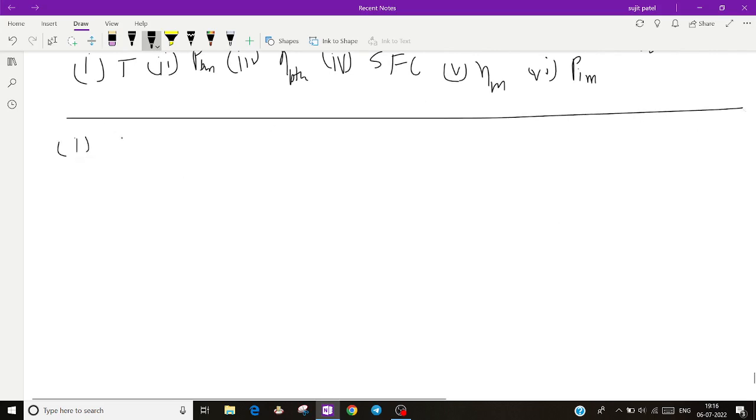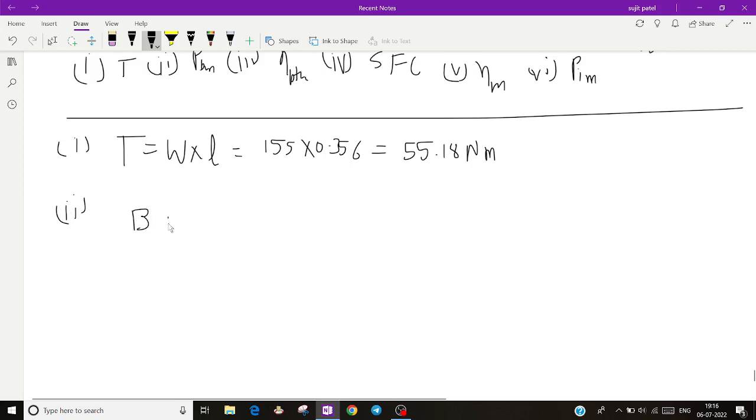So first, I am finding torque. Torque we can find out by W multiplied by small l. W is 155 multiplied by the arm length 0.356, so you will get 55.18 Newton meter. The second thing we have to find is brake mean effective pressure. The formula is: brake power is equal to brake mean effective pressure multiplied by stroke length multiplied by piston area, multiplied by N RPM, number of cylinders K, divided by 60, divided by 2.